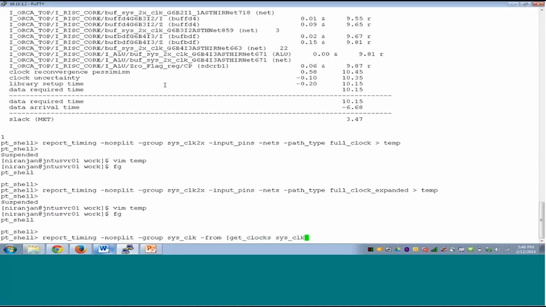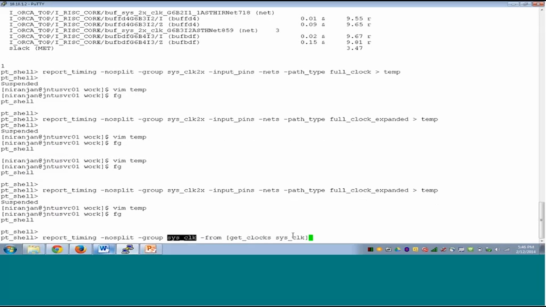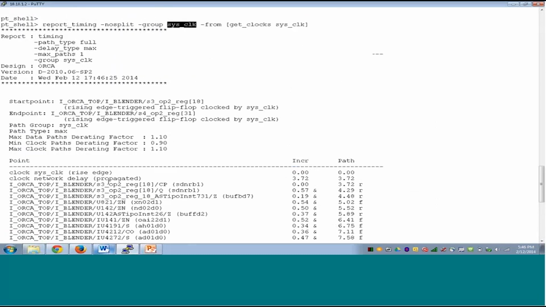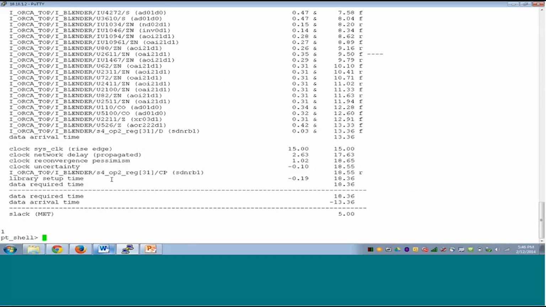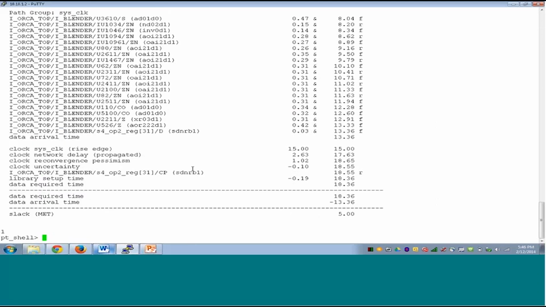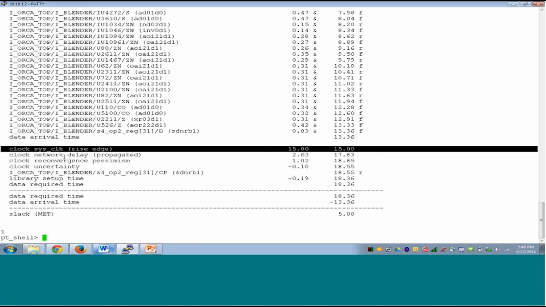sys clock. Now this is where I am saying that report timing, give me a report, the launch sys clock and the capture is also sys clock. So capture is controlled by the group option, launch can be from to sys clock, get clock sys clock. Now here I haven't done minus expanded, that's alright. Now I see some figures here. I see that launch is at 0, capture is at 15, which is okay, and I see all the delays, fine. Now let's talk about CRPR.